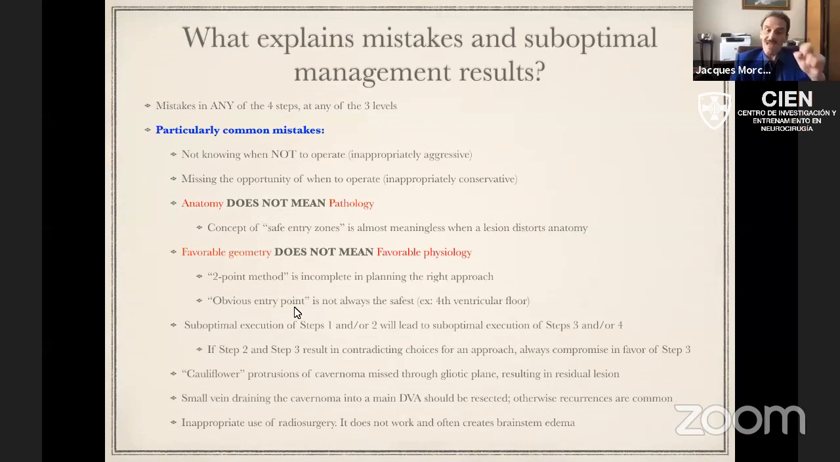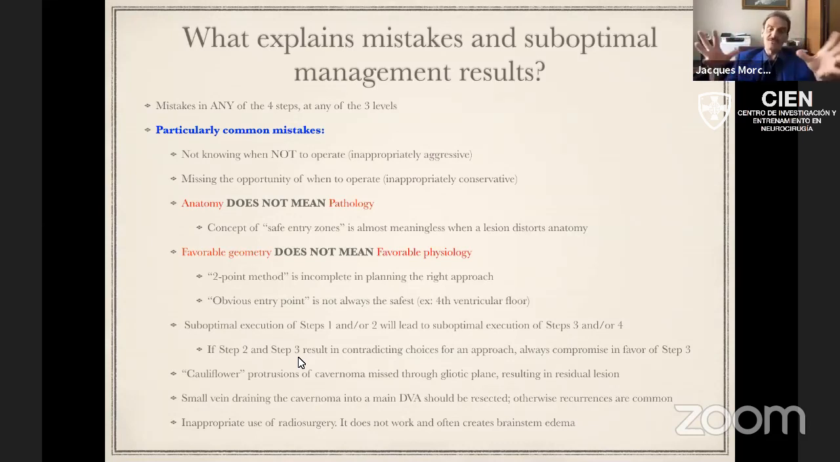The obvious entry point is not always the safest entry point. That is very true when you deal with the 4th ventricular floor, as I will show you in examples later. Suboptimal execution of step 1 and step 2 will lead to suboptimal execution of step 3 and step 4. If step 2 and step 3 contradict each other, you should choose in favor of step 3.